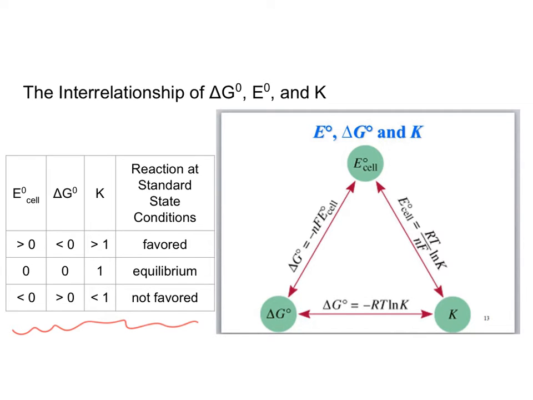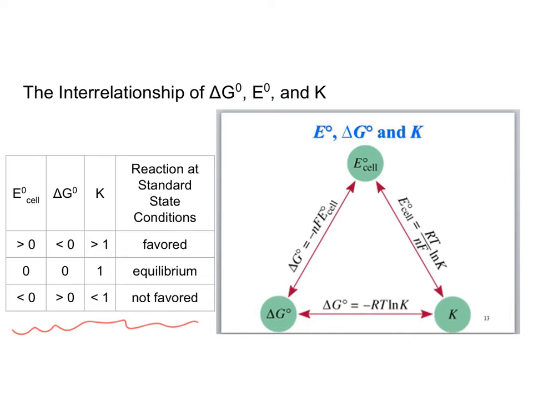You're going to have a couple for homework, but beyond that, it's more important that you know the relationship between these things. For example, if the cell potential is greater than 0, that means the change in free energy is less than 0, and that means the equilibrium constant has to be greater than 1. That would tell us that the reaction is thermodynamically favored. If the cell potential and the free energy are equal to 0, and the equilibrium constant is a value of 1, you are at equilibrium.